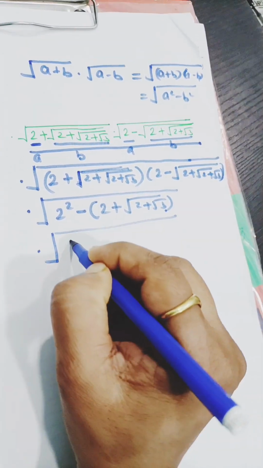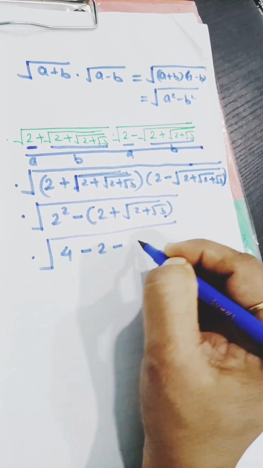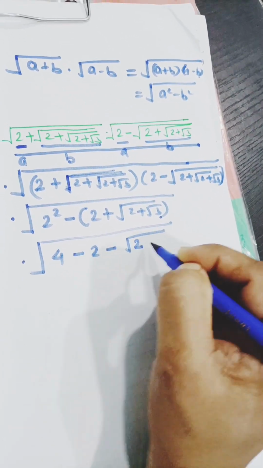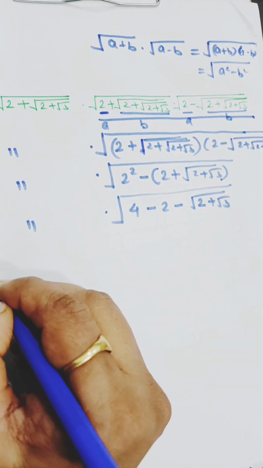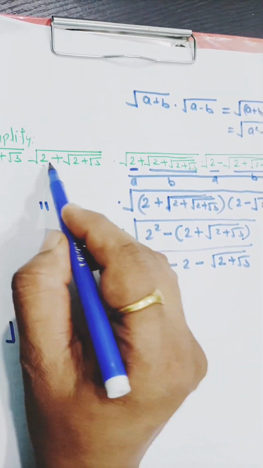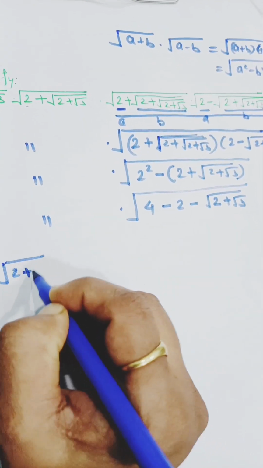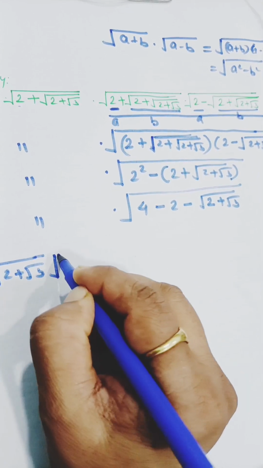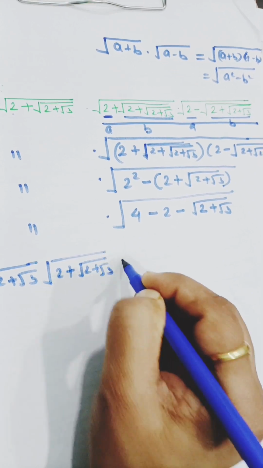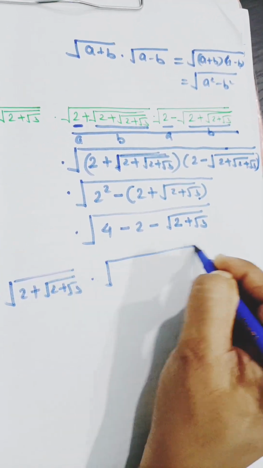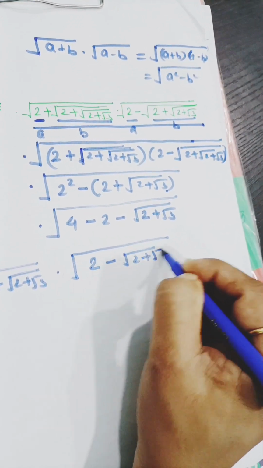So under root 4, now we will remove this bracket, minus 2 minus root 2 plus root 3. Now we will write this second one we want now. This second radical we want here. So we will write these two now. 2 plus under root 2 plus root 3 into. So what will happen here? 4 minus 2 is 2 minus under root 2 plus root 3.